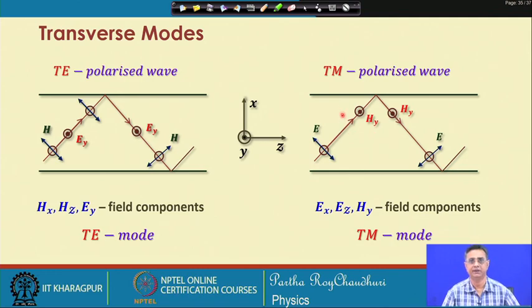And in the same way, when we look at this configuration, they are just the opposite, that is the electric field is now lying in the x z plane, but the magnetic field has only the tangential component, that is H y, and such a configuration will correspond to this TM polarized wave, and the mode which will be supported by the structure will be called TM modes.